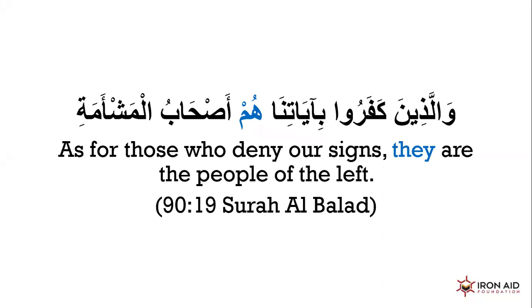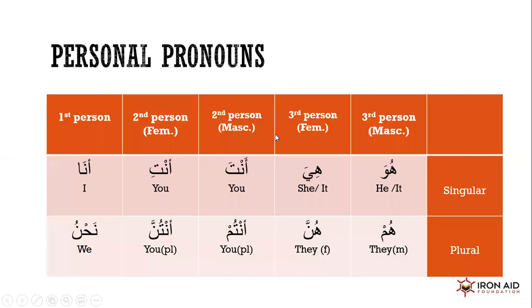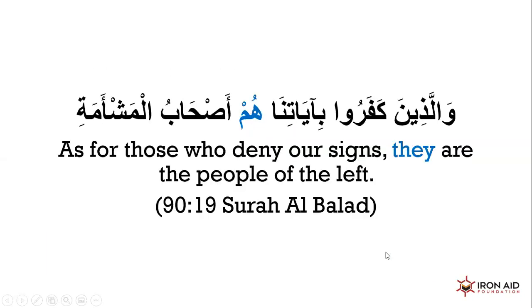Next example, وَالَّذِينَ كَفَرُوا بِآيَاتِنَا هُمْ أَصْحَابُ الْمَشْأَمَةِ. So as for those who deny our signs, وَالَّذِينَ كَفَرُوا بِآيَاتِنَا, hum, they. So hum, if we go back to the table, it's plural, they, third person, masculine. Okay, so hum, they, ashabul mash'ama. So ashab, people of the left.